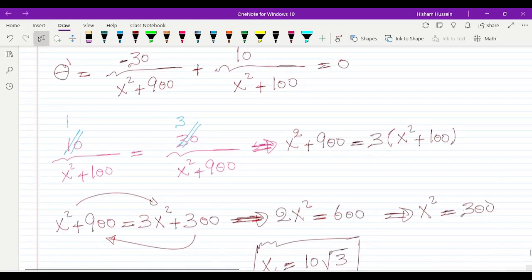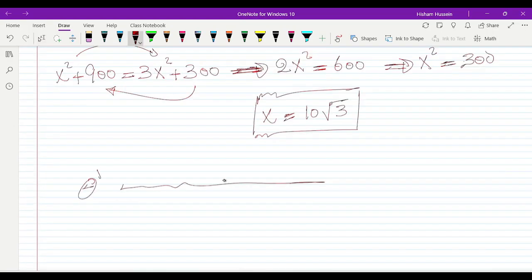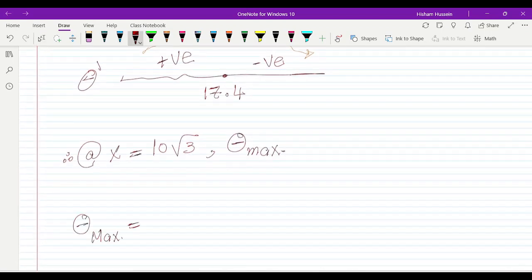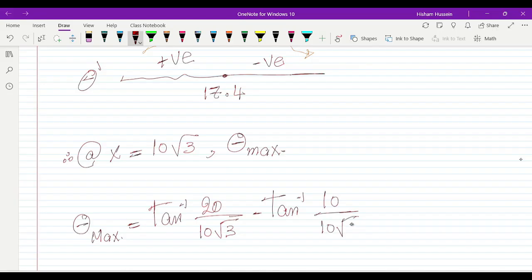Substitute in theta dash on a number line: theta dash at 10 root 3, about 17.4. Substitute a value before, positive. Substitute a value after, negative. Increasing, then decreasing. So at x equals 10 root 3, we get theta maximum. And theta in this case will be beta, which is tan inverse 30 divided by x, which is 10 root 3, minus tan inverse 10 divided by 10 root 3.